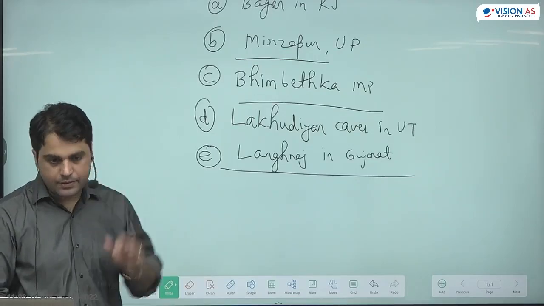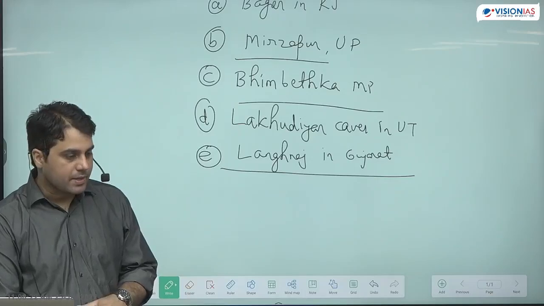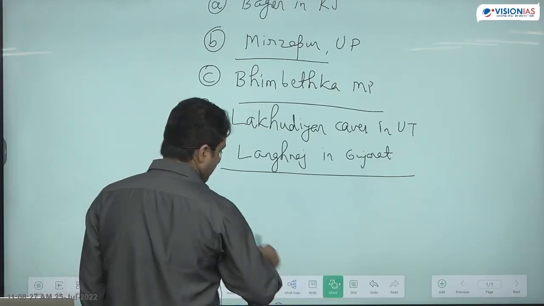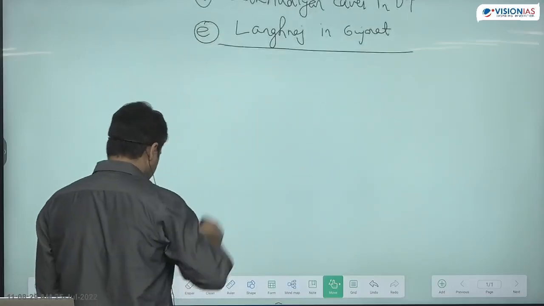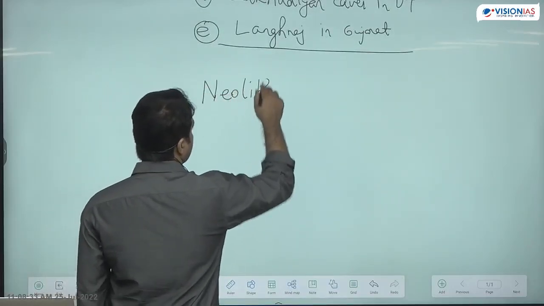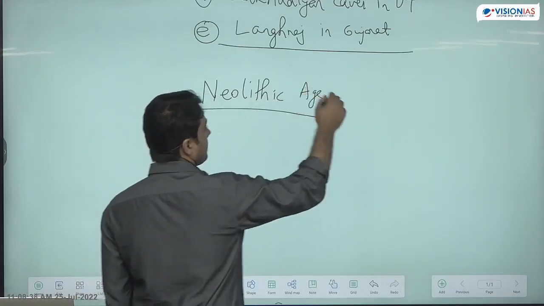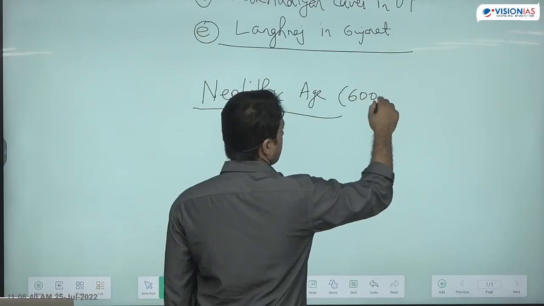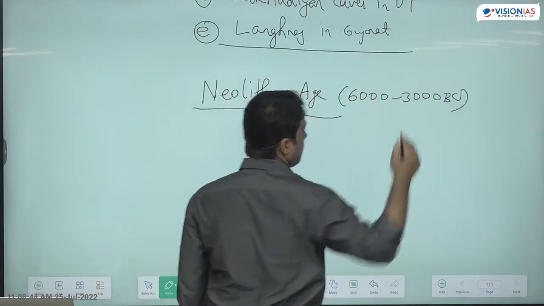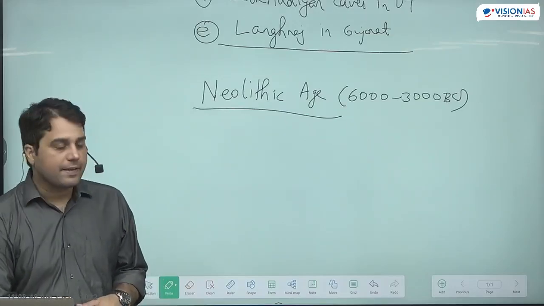Neolithic age. Now Neolithic age is from 6000 BC to 3000 BC. Now there are some remarkable features of Neolithic phase which you should know.